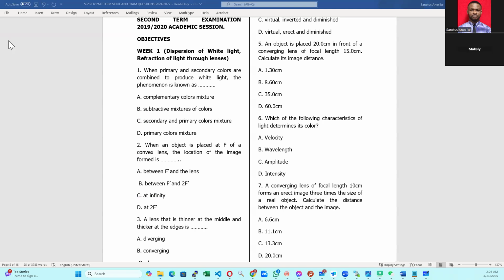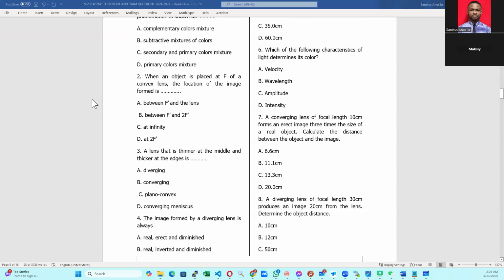I just drew the two lenses for you now. What kind of lens is that? The one that is thinner at the middle.